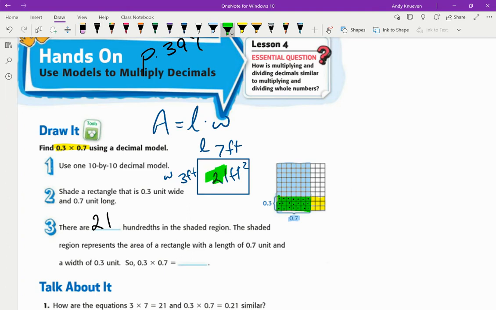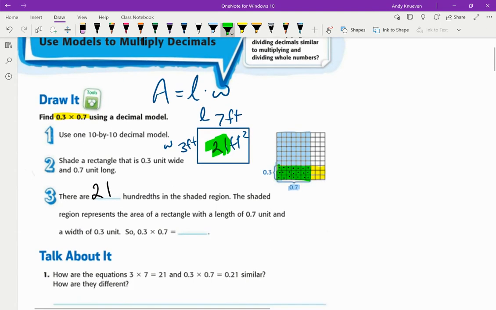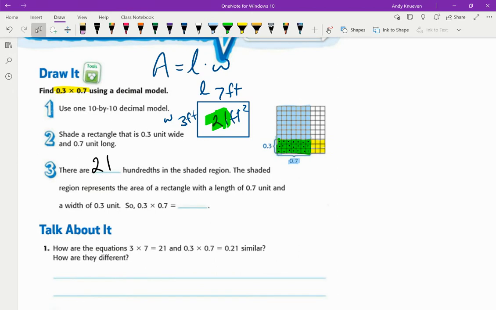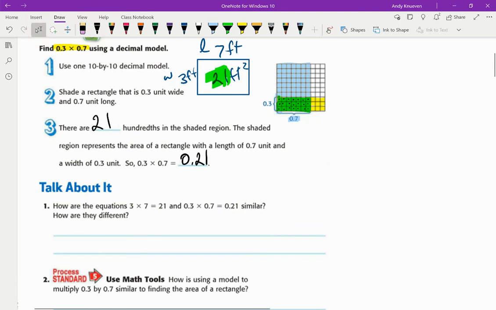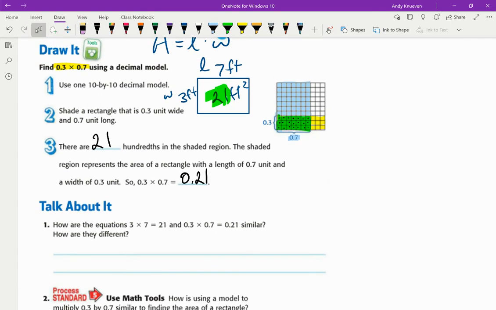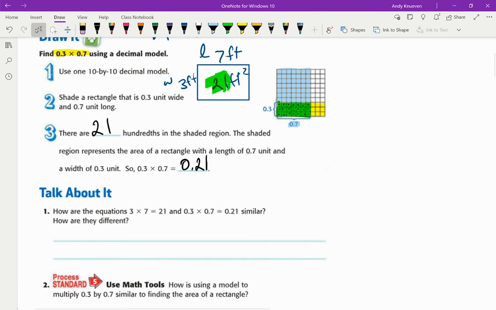So that is exactly like what we just did with our decimals, is we're multiplying the length times the width, or we're multiplying the two units together. And so we get 21 hundredths. Now, here's the key thing, 0.21. So how are the equations 3 times 7 equaling 21 and 3/10 times 7/10 equaling 21/100 similar, and how are they different?